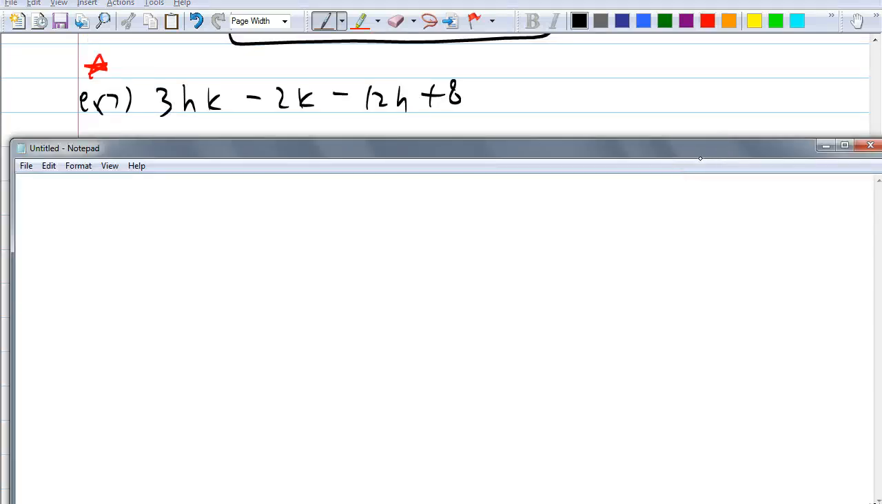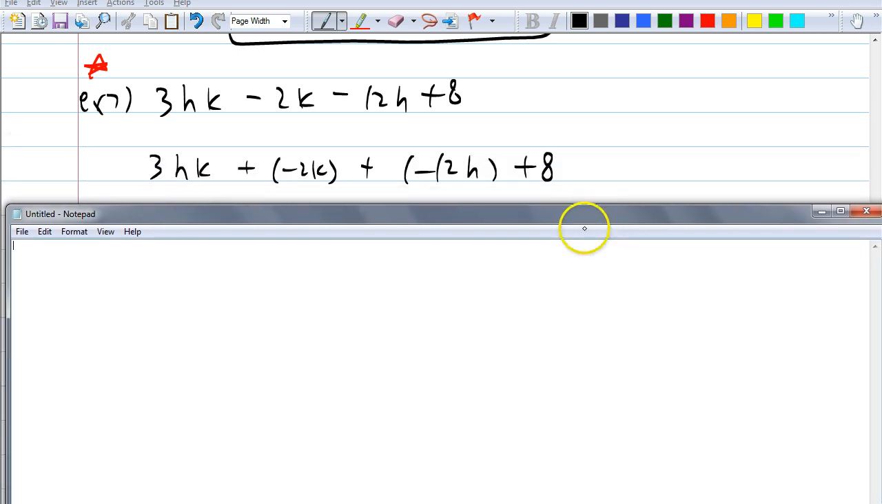So this one looks like the ones that we did before. So first step, rewrite them into addition. Who could tell me how to do this first? 3hk plus negative 2k. Let's rewrite them as addition. 3hk plus negative 2k plus negative 12h plus 8. Did you all do this? Okay, guys, that's the key step.